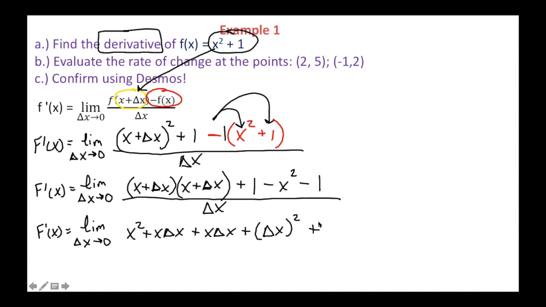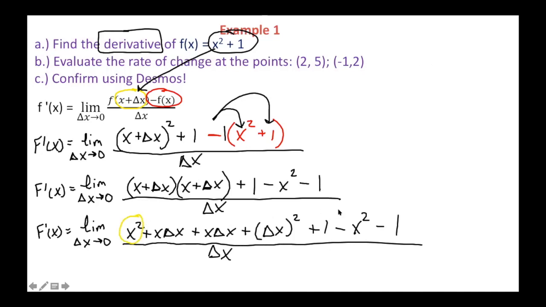Now I'm going to rewrite what's left. I have plus 1 from here, then I have minus x squared, and then I have minus 1. That's our numerator, all over delta x. Okay? So now let's see if we can clean this up a little bit. Notice in your numerator, I have an x squared, and down yonder, I have a minus x squared. Those offset, cancel. I have a plus 1 and a minus 1. Those cancel.